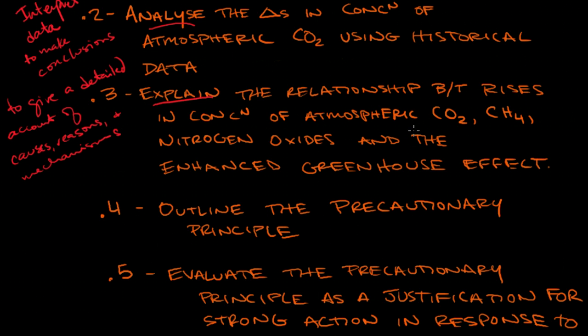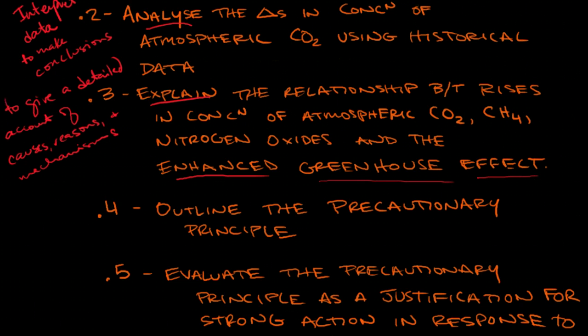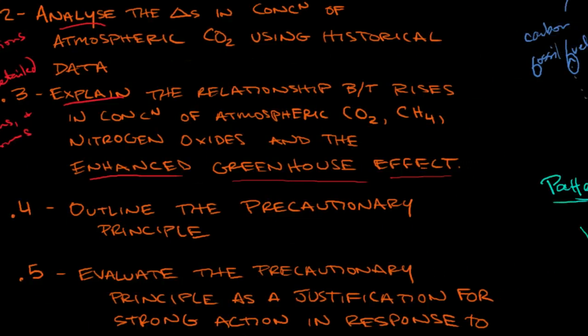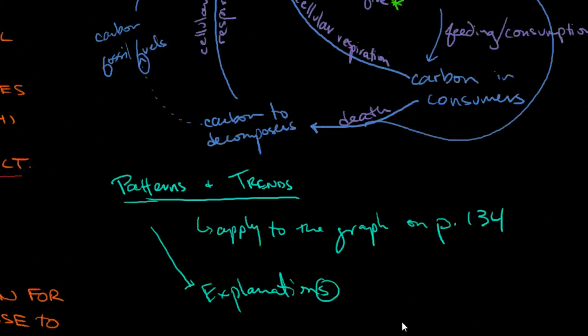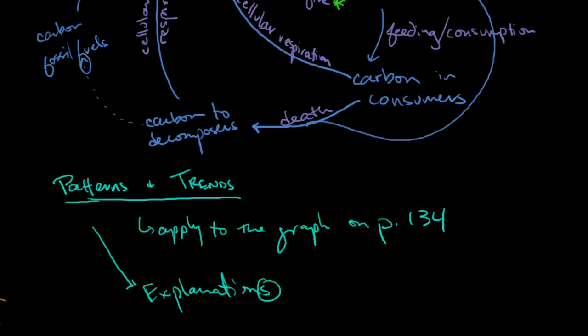So we're going to talk about the relationship essentially between atmospheric carbon dioxide, methane, nitrogen oxides, and this other idea, the enhanced greenhouse effect, which is a really important idea that IB often asks about, so we'll spend a few minutes talking about this. So I don't think the greenhouse effect is really anything new for you, and if it is, then I'm going to leave that to you to figure out, but it's outlined on the bottom of page 135, and I'll just briefly go over it.